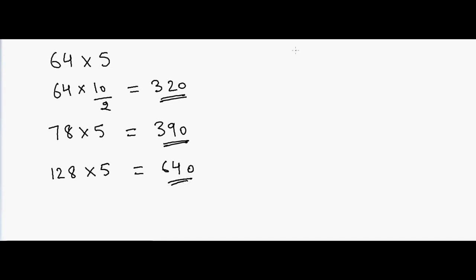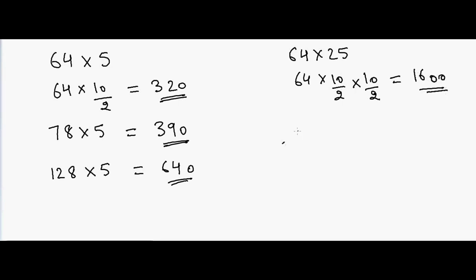Another trick is to multiply by 25. If I have to multiply 64 by 25, then we can write this as 64 into 10 by 2 into 10 by 2. So we have to take half of 64 two times. Half of 64 is 32, half of 32 is 16. The answer is 1600.